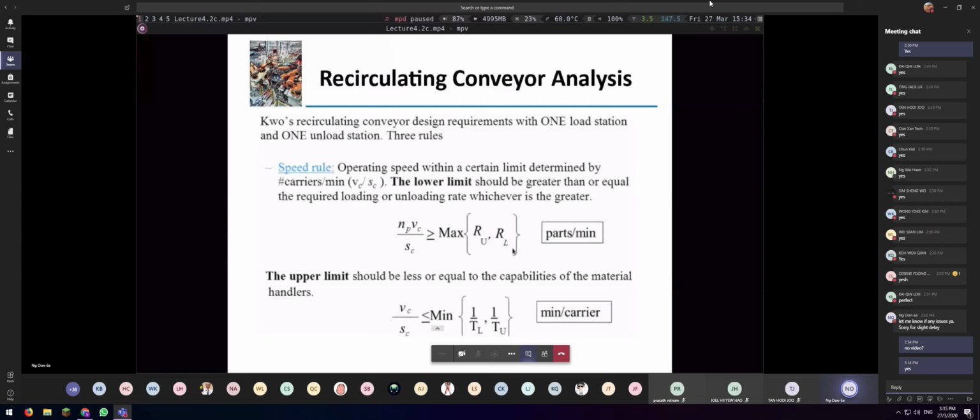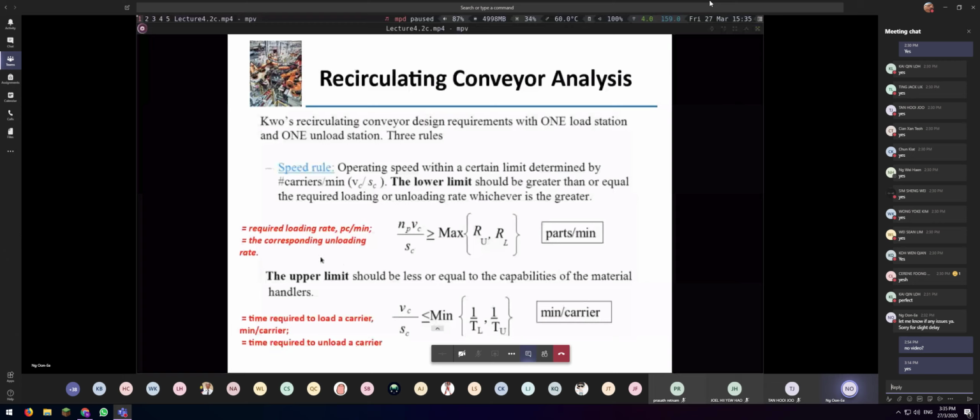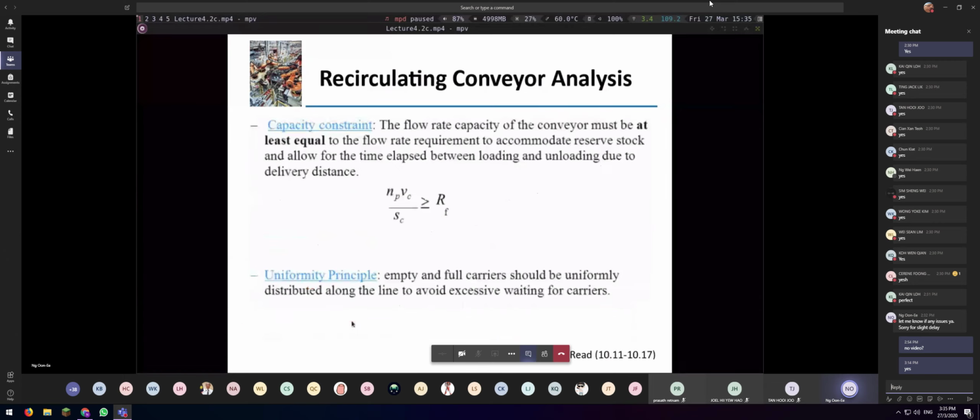is affected here. So this on the top here is about loading and unloading. This on the bottom here is about how much it can carry. And so these ratios are affected by both of these. This is what I just said: required loading rate, and the time required to load and unload the carrier.